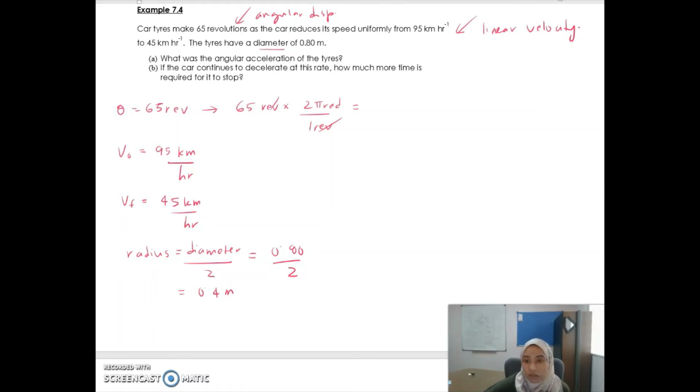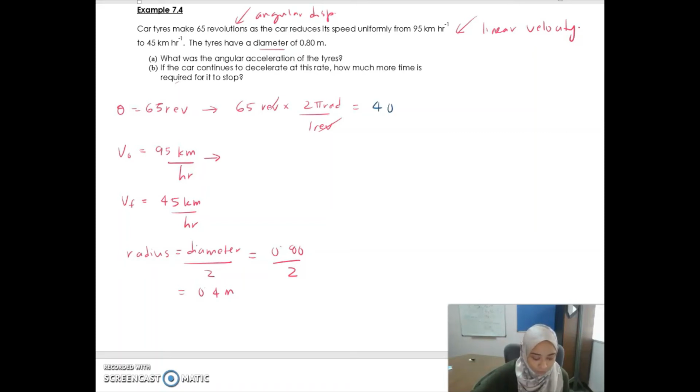Okay, what do we do with this information? Let's see what the question asks you. What was the angular acceleration of the tires? You can either convert this to angular or you can solve it in linear form first. For me, I would like to solve it in the linear form. So this becomes 65 times 2 pi gives me 408.4.